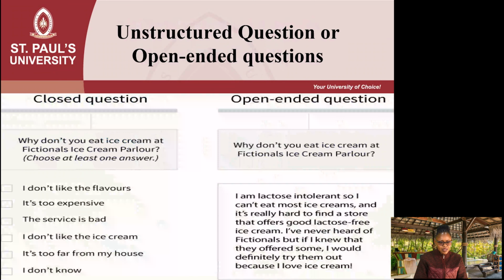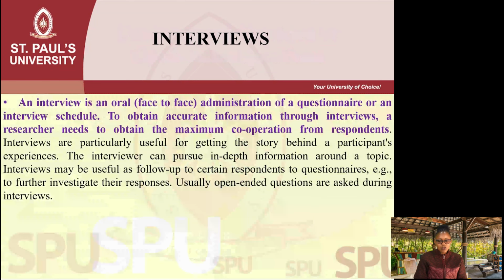So you realize that an open-ended question is like, why don't you eat ice cream, for example, at the cream parlor? And somebody has written a very long answer. I am lactose intolerant, so I can't eat most ice creams. And they continue and continue and continue because it's an open-ended question. But now if you look at the closed-ended one, it is the same question, but somebody is allowed to tick, and you can always maybe tick one or two. But for an open-ended question, you have a lot of freedom to explain what you feel.